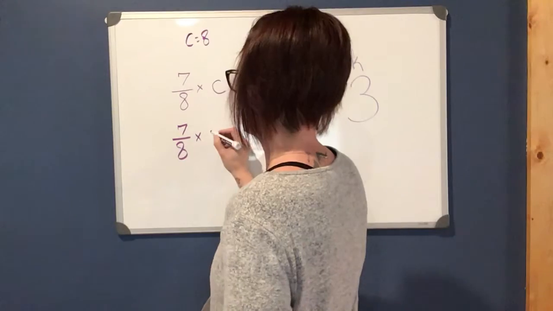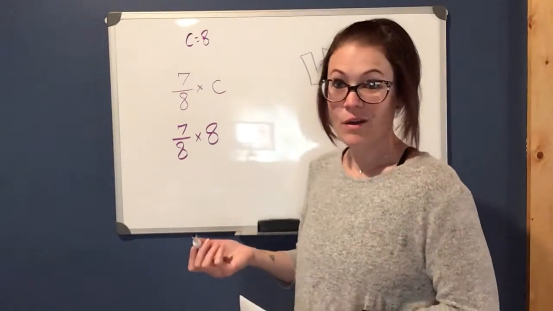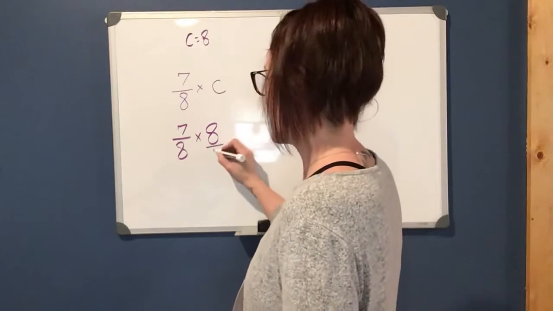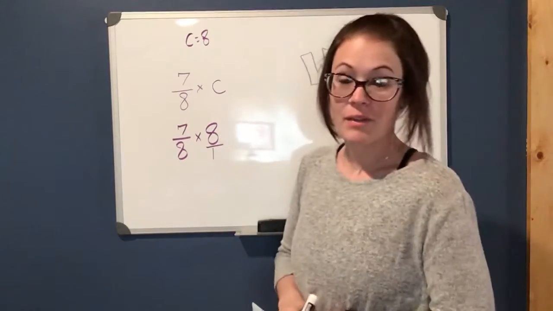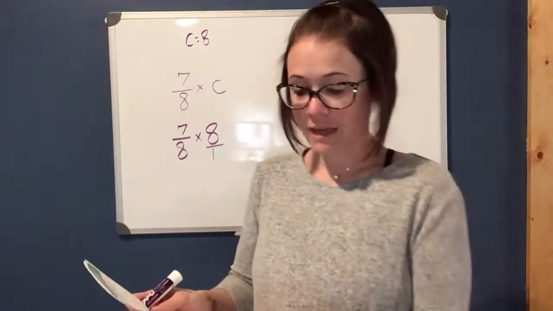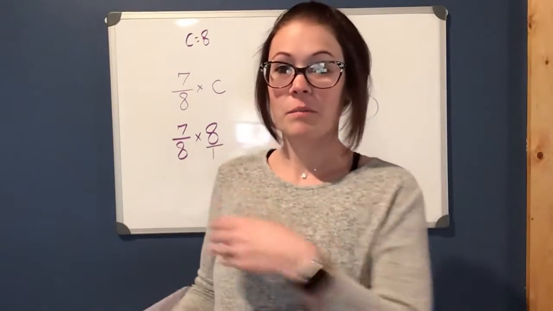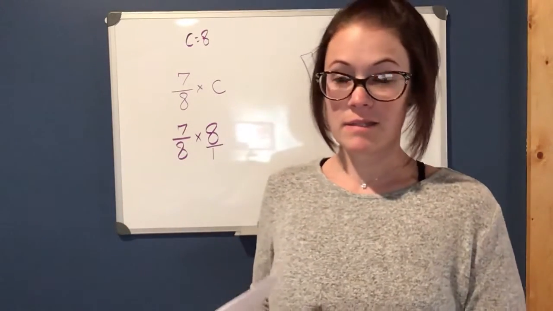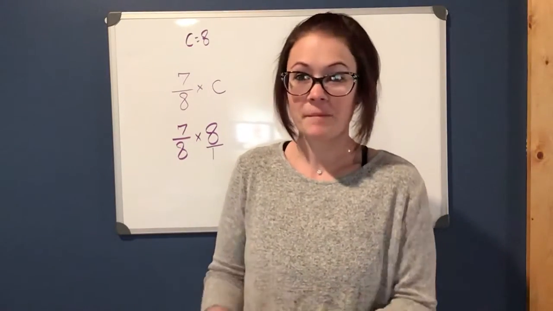So C equals 8. And from last week you learned all we have to do is put a 1 under that to make it a fraction. And then you can keep multiplying through to find your answer. So don't let that scare you. It's actually telling you what the variable equals. So all you have to do is take the letter out, put in what it equals, and then solve just like you would any other problem. So don't panic about that, okay?